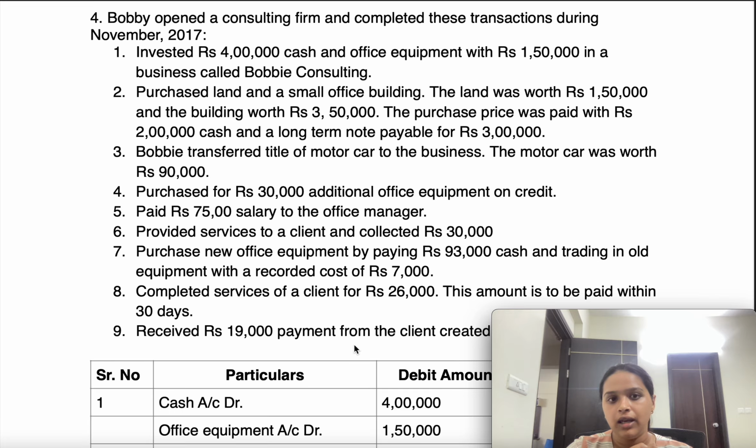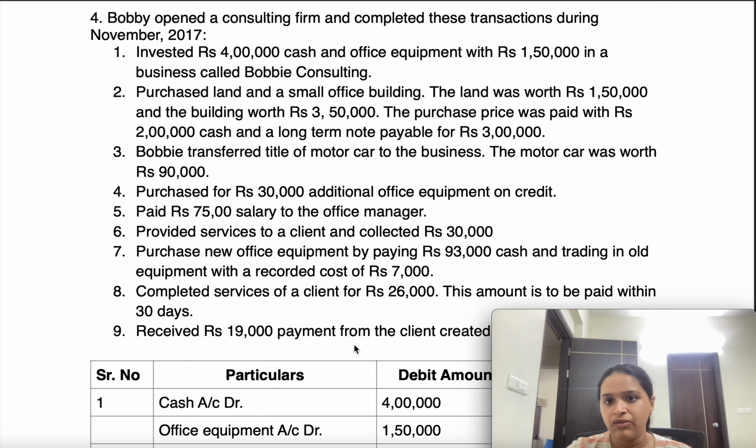Next is, he has purchased land and a small office building. The land was worth 1.5 lakh and the building worth 3.5 lakh. So land and building are coming into the business. They come under real account because both are assets. It should be debited, right?